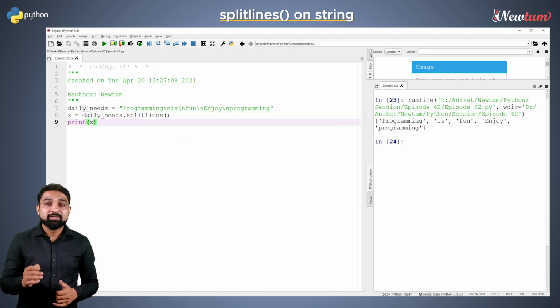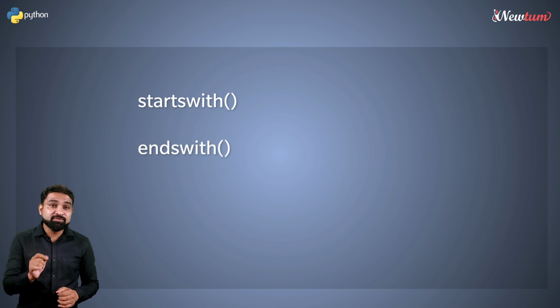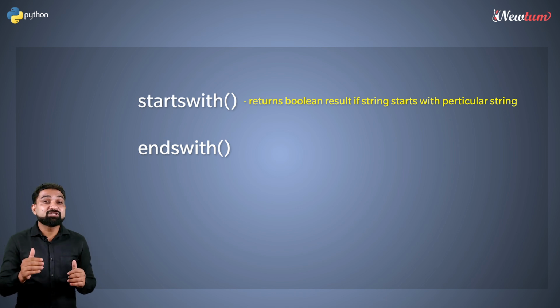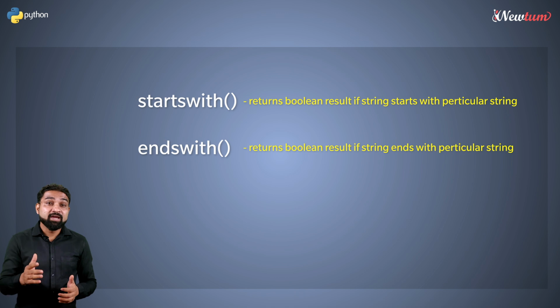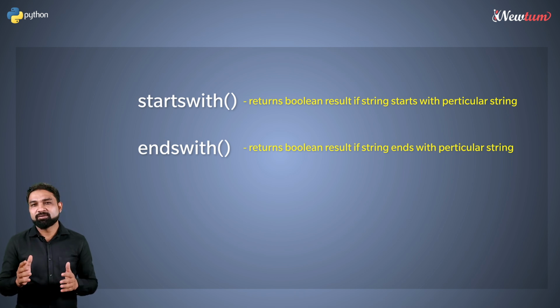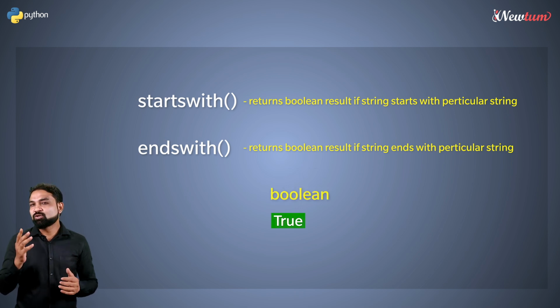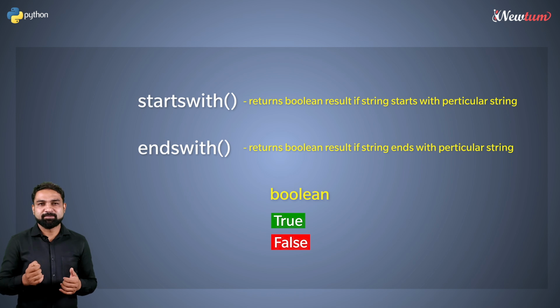After the split, there are 2 other small functions, startswith and endswith. Startswith function tells us whether the string starts with a particular string or not. Endswith function tells us whether the string ends with a particular string or not. Both these functions return the output in Boolean, that is true or false. Let's understand them with a small example.